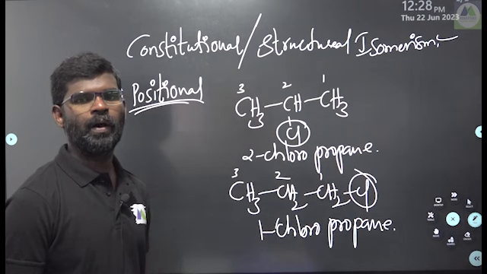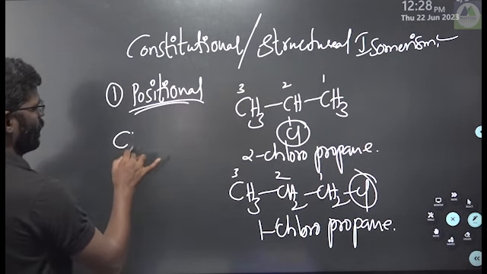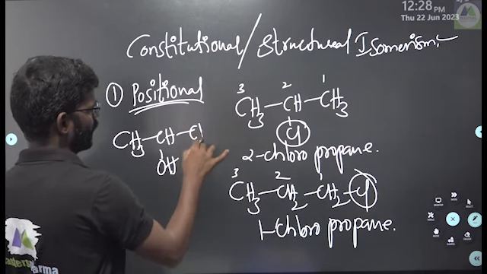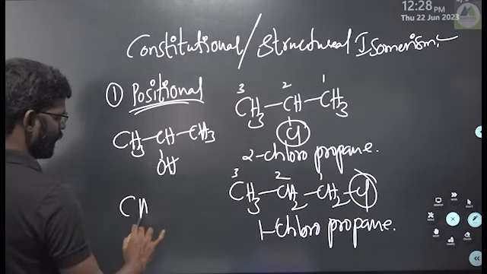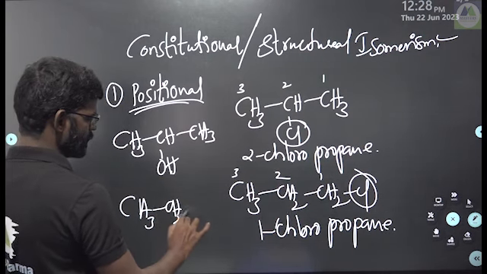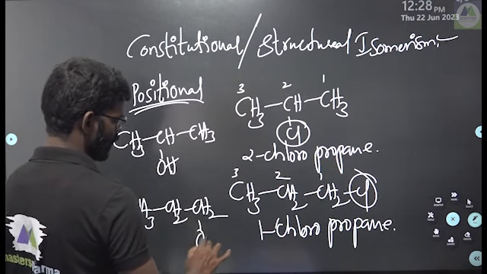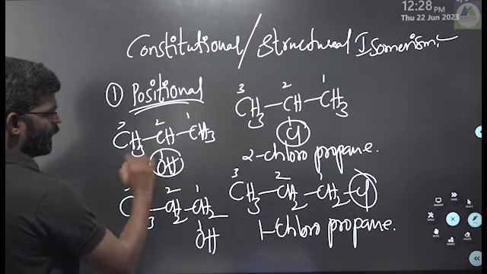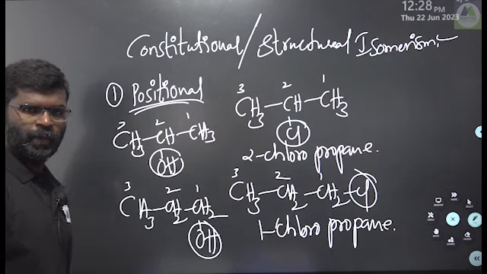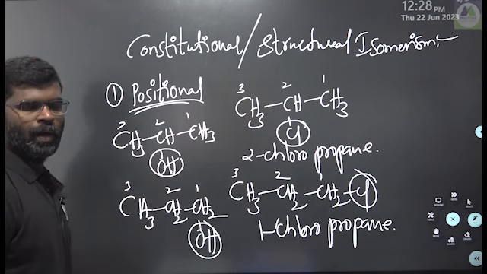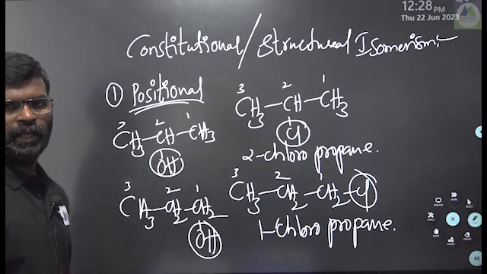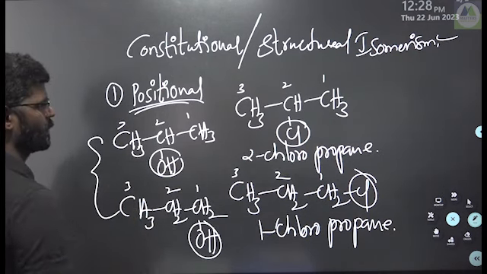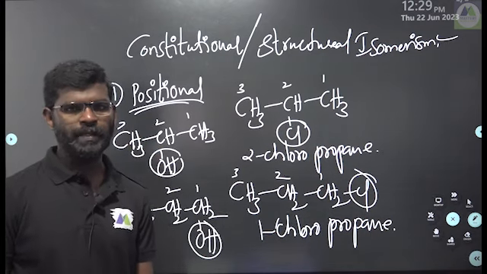For example, propanol and isopropyl alcohol also belong to this category. CH3, CH, OH, again CH3. Another compound is CH3, CH2, CH2, OH. Numbering 1, 2, 3 for both. 2-hydroxypropane, otherwise isopropyl alcohol, and 1-hydroxypropane, otherwise propanol: 1-propanol and 2-propanol. These two belong to positional isomerism.